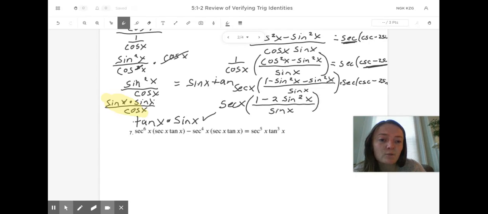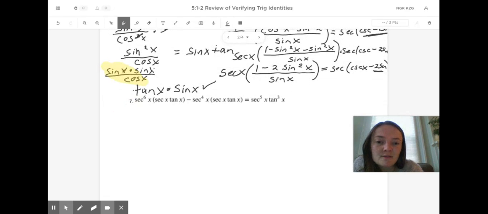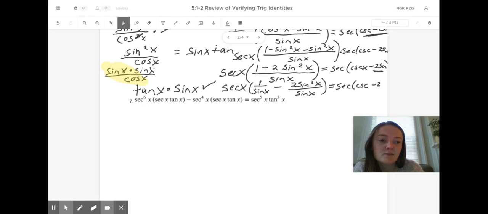So hopefully you can see that we're getting really close. I want this to equal secant times cosecant x minus 2 sine. Well, I see a 2 sine, it's just squared, and I might actually see a cosecant here. I'm going to go ahead and distribute that sine into all of the pieces. So really what this is going to be is secant x times 1 over sine x. Ooh, that sounds like cosecant. Minus 2 times sine squared x all over sine x. And I want that to equal secant times cosecant minus 2 sine.